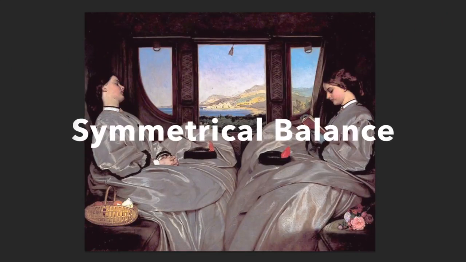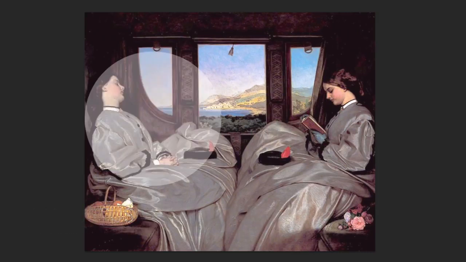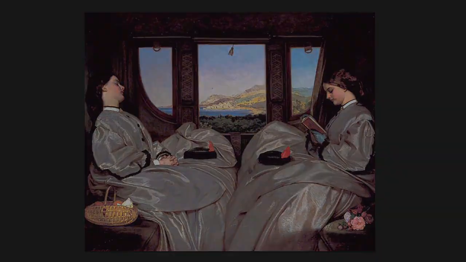Symmetrical balance is almost self-explanatory. There's a balance in the composition, whether it's your focal points or individual elements of your painting. I think symmetry can be used to convey a calm and a peacefulness, kind of a controlled element in your painting.